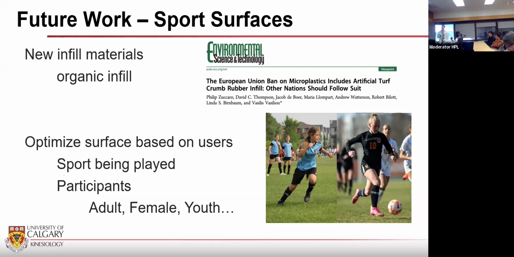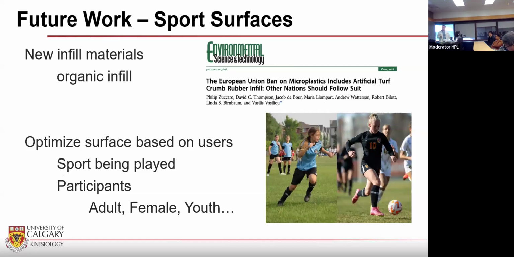As well, some work we're doing is looking to optimize the surface based on the users of that surface. So we showed in our shock pad study that performance can be altered based on the movement. So when designing a surface, you should really take into consideration the sport being played. So what is the main sport that's going to be played on that surface? And you should design for that specific sport.